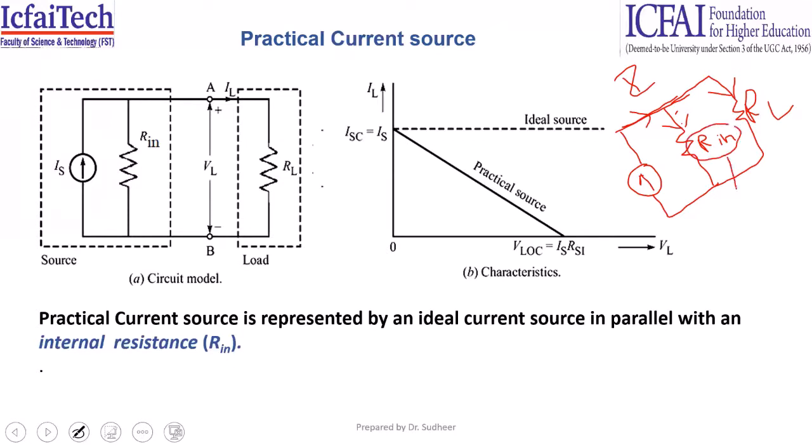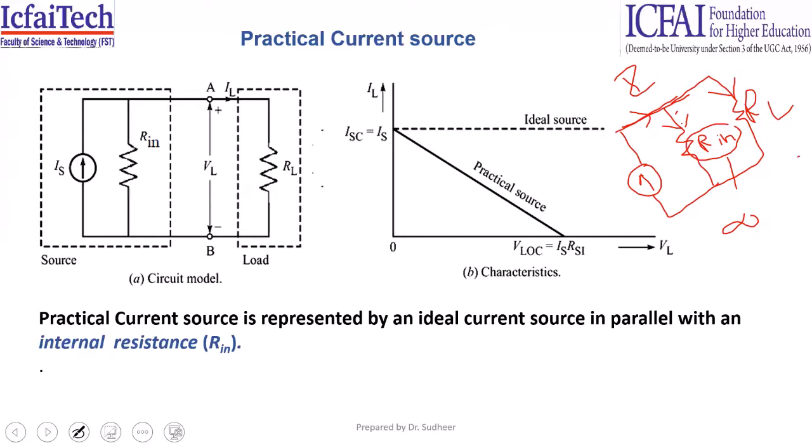If the internal resistance is infinity, no current will flow through the internal resistance. The entire current is applied to the load. So how do you convert a practical current source to an ideal current source? You make your internal resistance infinity.